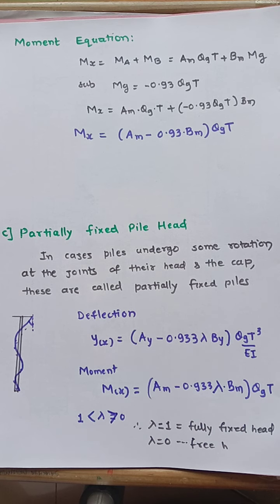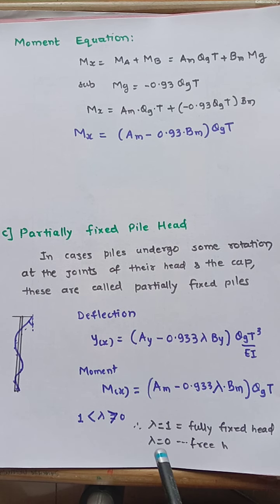Following the same equation as earlier for a fully fixed pile, partially fixed means we are allowing a partial fixity factor. Earlier this value was 1, that means fully fixed, and now this lambda is introduced, which will reduce the value to less than 1 for a partially fixed pile. So the lambda value varies from greater than 0 to 1. 1 means it is a fully fixed pile.